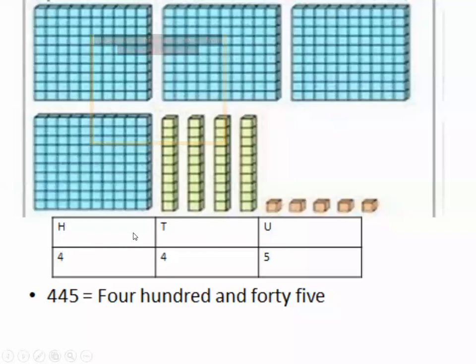Here H means 100, T means tens, U means unit. So this block shows the number 445. We also write this number in words like this. 445 is equal to FOUR 4, HUNDRED 100, AND, FORTY 40, FIVE 5. So this number is called 445.